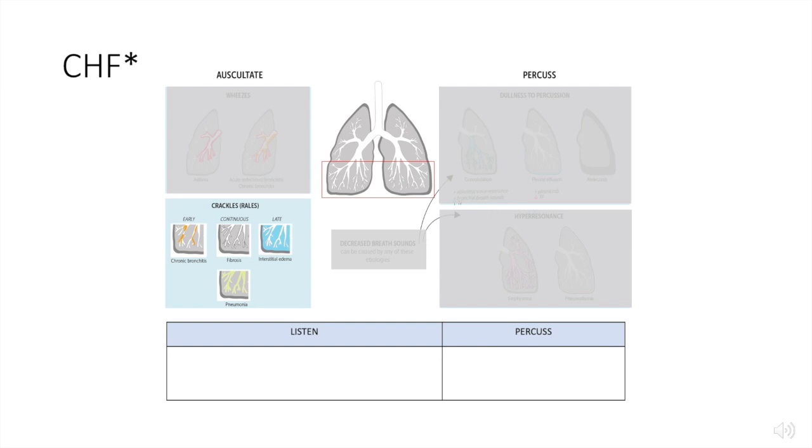And this has an asterisk because we're really trying to represent the interstitial edema phase of heart failure. The next slide shows an overview of how interstitial edema can progress to alveolar edema and a pleural effusion. But for interstitial edema, crackles are really your only pulmonary exam finding that you're going to have on exam.